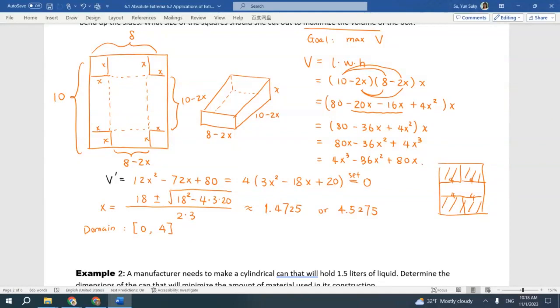Look at the roots. Do you see the 4.5 lies outside?